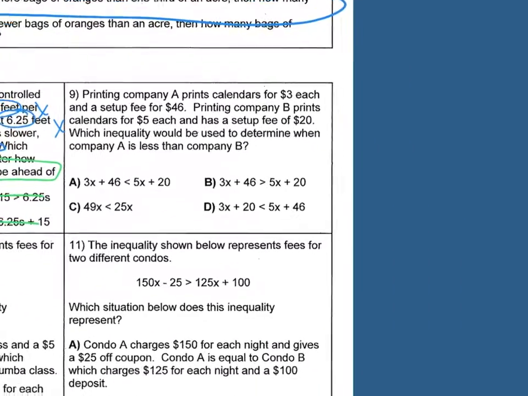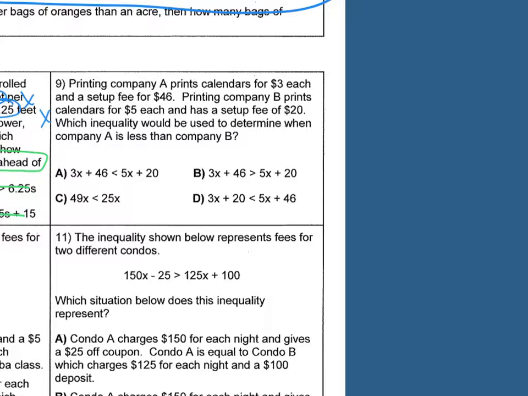Okay, number 9, printing company A prints calendars for $3 each. So 3 each and a setup fee. Remember words like fee, initial charge, that's separate. A fee of $46. Company B prints calendars for $5 each and has a setup fee of $20. So which inequality could be used to determine when company A is less than B?